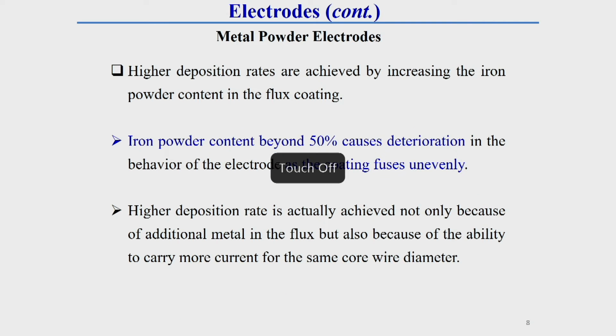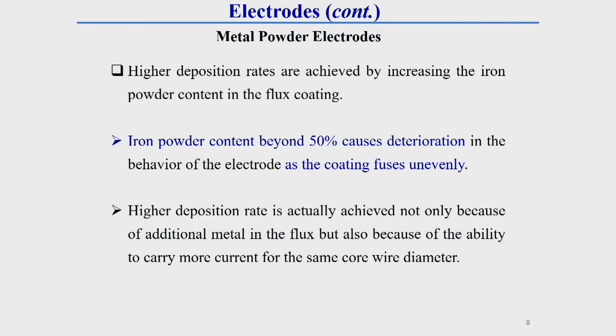Now, generally a higher deposition rate in this metal powder electrode is achieved by increasing the iron powder content in the flux coating. But one thing you should keep in mind, as I told you on the first slide about this flux coating, the metal powder should not exceed 50%, because if we use more than 50%, then generally the electrode behavior deteriorates. Why does this deterioration occur?